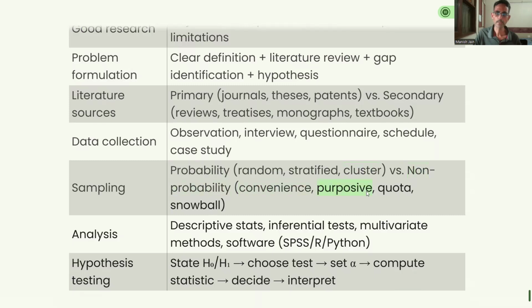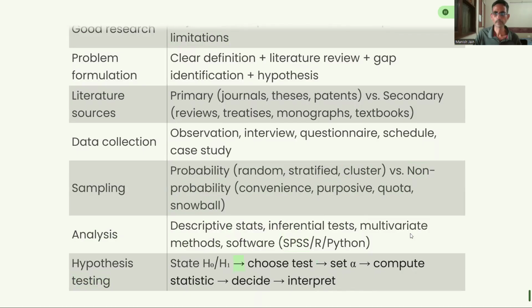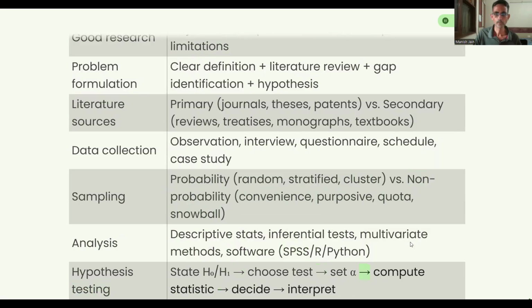non-probability: convenience, purposive, quota, snowball. Analysis: descriptive stats, inferential tests, multivariate methods. Software: SPSS, Python. Hypothesis testing: state → choose test → set alpha → compute statistic → decide → interpret.